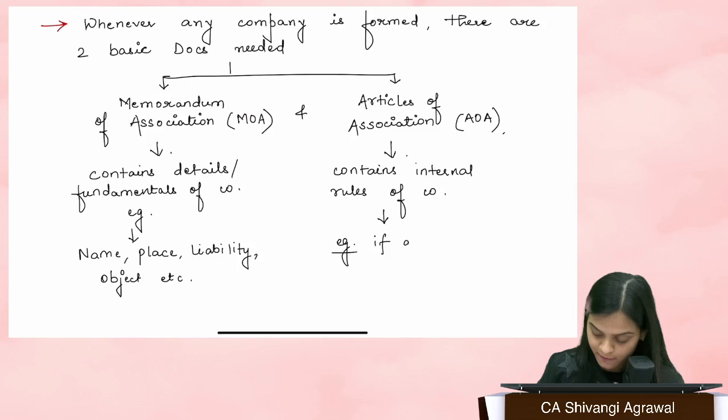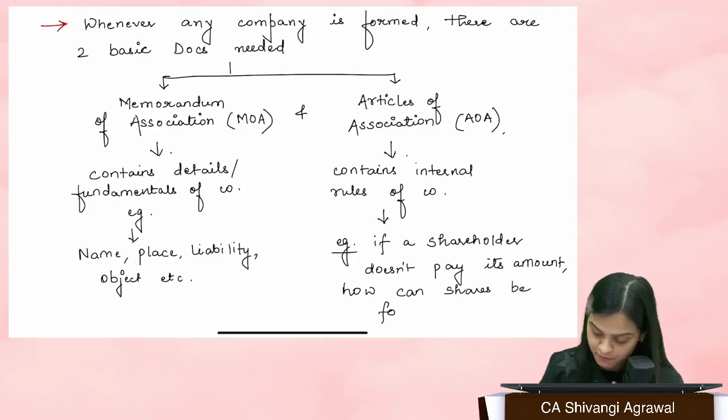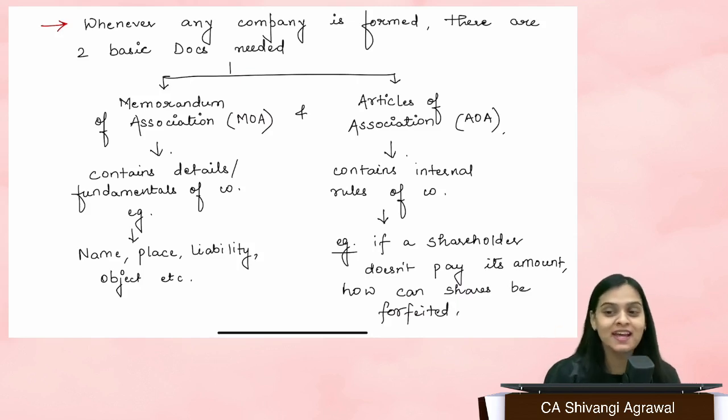Example, if a shareholder doesn't pay its amount, how can shares be forfeited? You all have heard about forfeiture, right? In accounts, you have even passed entries of forfeiture. So you know what forfeiting shares means. Basically, you know what share capital is, what share forfeiture is, and all that, right? So you have some idea, right?